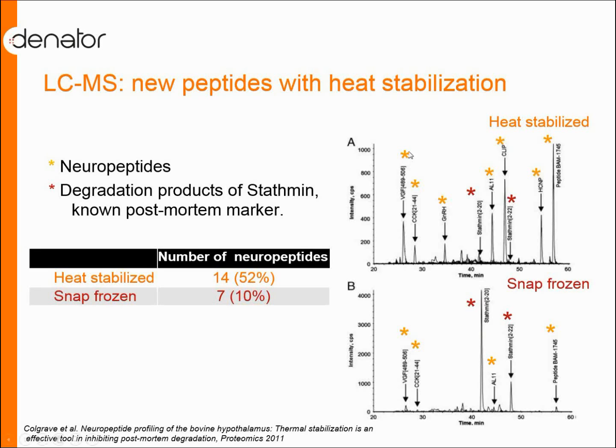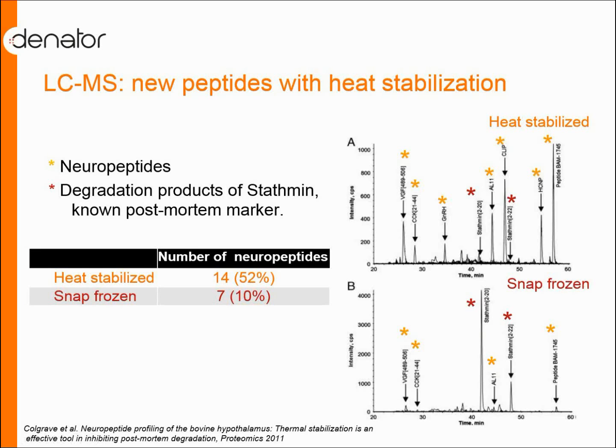And the yellow or orange asterisks, they mark known neuropeptides. In the upper panel, where we see the trace for the heat-stabilized sample, we can see that the majority or all of the major peaks have been attributed and named and identified as being known neuropeptides. In the lower panel, which is a snap frozen sample, we see it's still possible to identify a few neuropeptides.